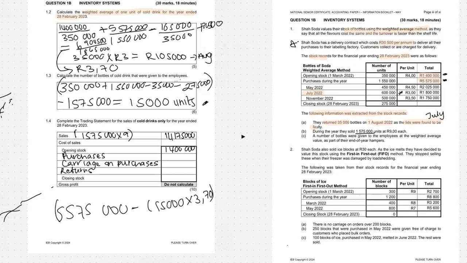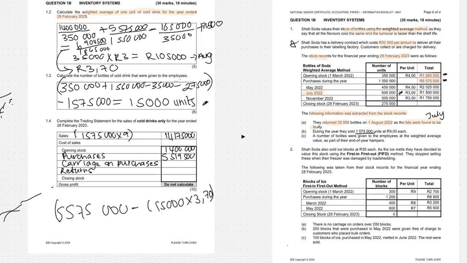Okay, so you have the 5,575,000 and then we minus 15,000 times 3.70, and that will give us 5,519,500. So 5,519,500, those are our net purchases. Then our carriage on purchases, that's the delivery cost of 30,500. So we just add that.